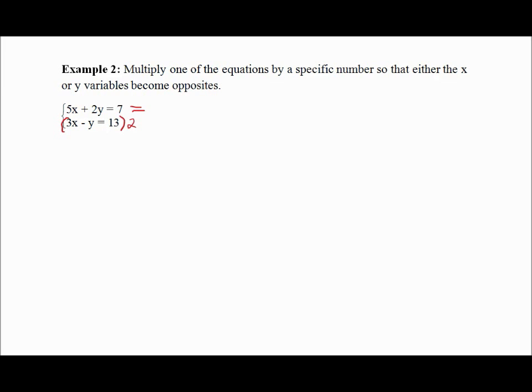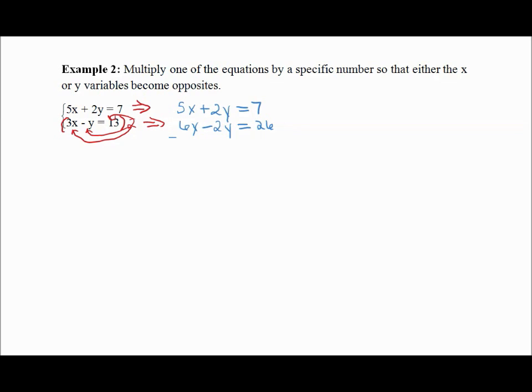I'll go ahead and rewrite that now. Going to leave it alone. So it's going to stay 5x plus 2y equals 7. My bottom equation, now once again I'm going to multiply the entire equation by 2, will become 6x minus 2y equals 26. Okay, and all I did, I took this 2 and I multiplied it to each term in that equation. That's all I did.